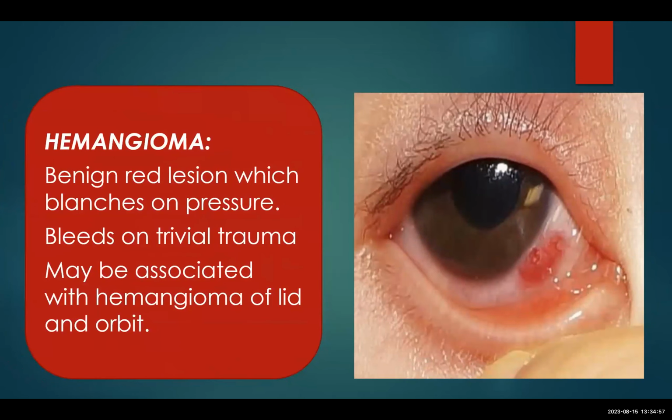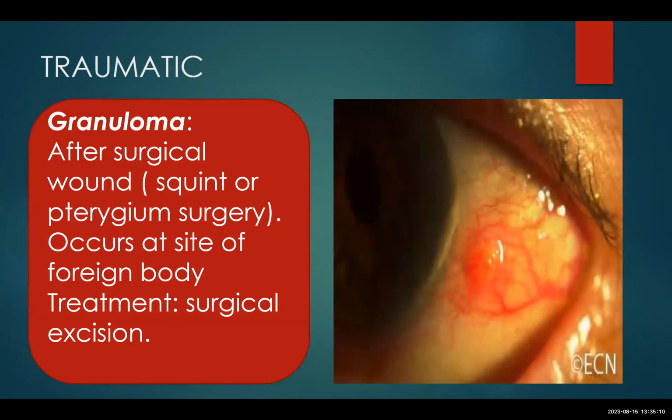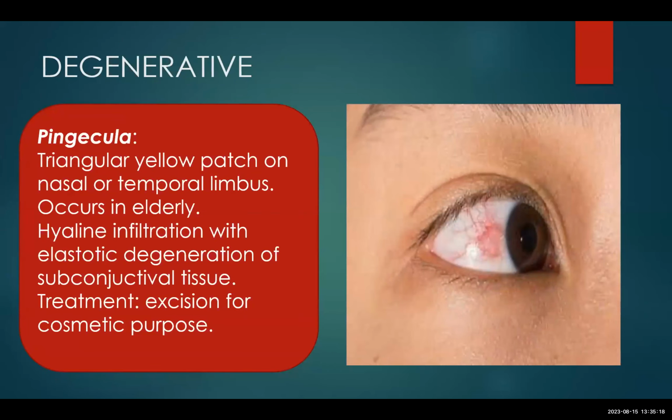Next, we move on to hemangioma. It is a benign red lesion which blanches on pressure, bleeds on trivial trauma, and may be associated with hemangioma of lid or orbit. Next, we move on to traumatic causes, which includes granuloma. It mainly occurs after a surgical wound. It can also occur at the site of the foreign body. The treatment advised is surgical excision. Next, we move on to degenerative causes, which includes the pinguecula. It is a triangular yellow patch on the nasal or temporal side of the limbus. It occurs in elderly. There is hyaline infiltration with elastotic degeneration of the subconjunctival tissue. Treatment advised is excision for cosmetic purpose.